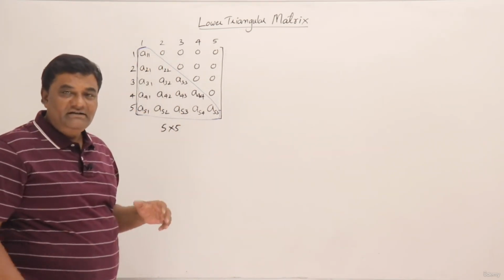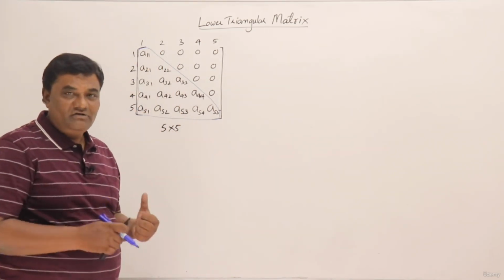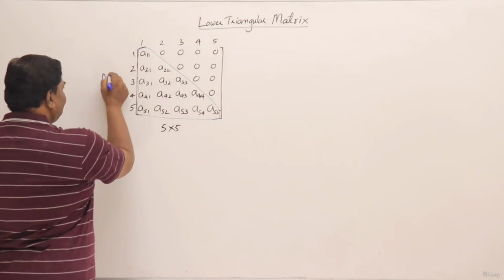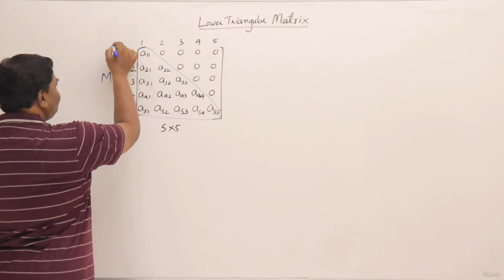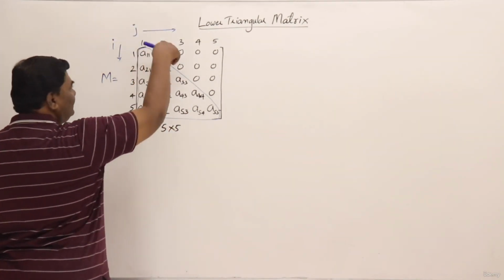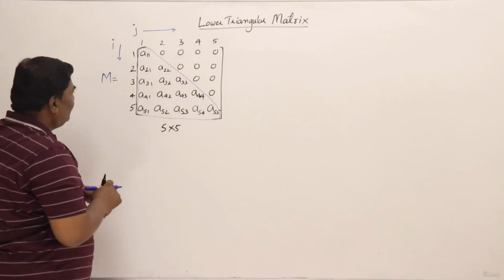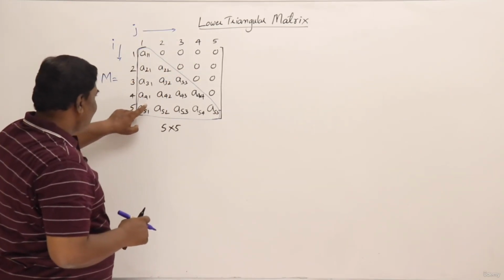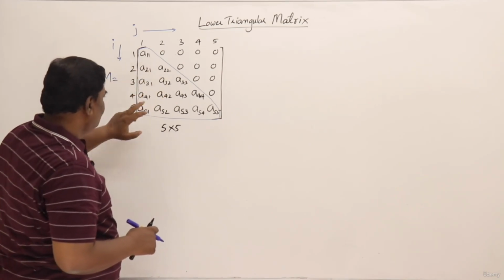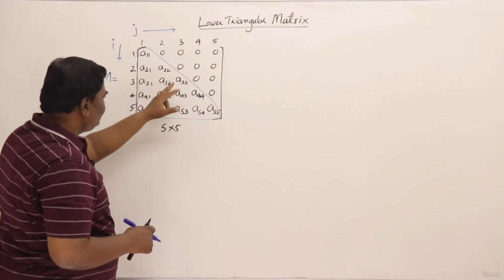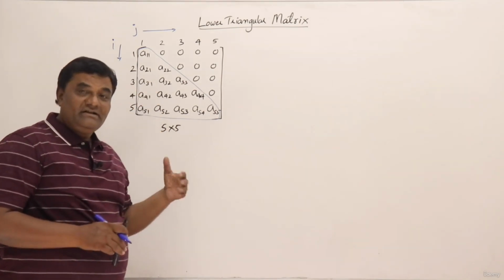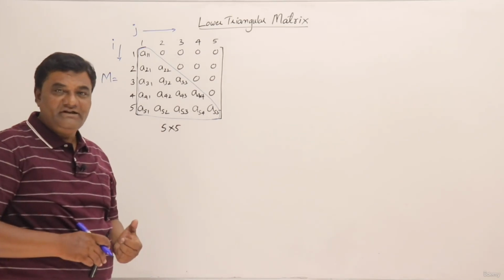Now let us define this and see which elements are 0 and which are non-zero. Let us check the indices. If the name of this matrix is M, and these are rows, let us call them I, and these are columns, let us call them J. Now if I compare I and J, this is 1 1, 2 1, 2 2, 3 1, 3 2, 3 3. So if you check all these indices, I value is greater than or equal to J value.